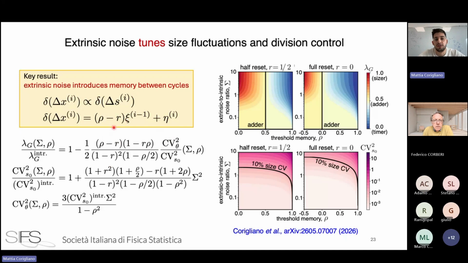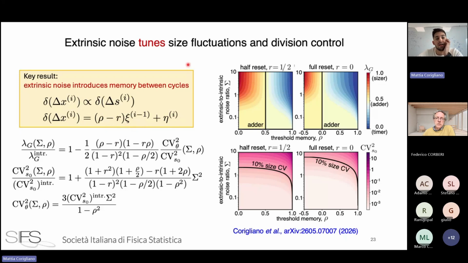And so this memory you are introducing is dependent on the difference between rho, which is the memory between threshold levels, and this R parameter, which is my reset. So basically, this R parameter is telling me what is the fraction of protein in the threshold that I maintain at the next cell cycle. So both quantities introduce a sort of memory in the system, and depending on the balance between these two quantities, you can go toward adder-like, sizer-like or timer-like division strategies.